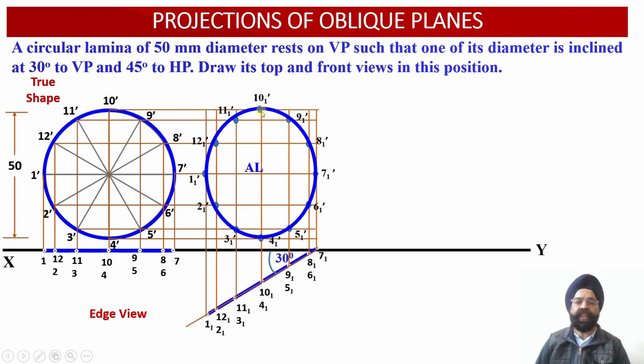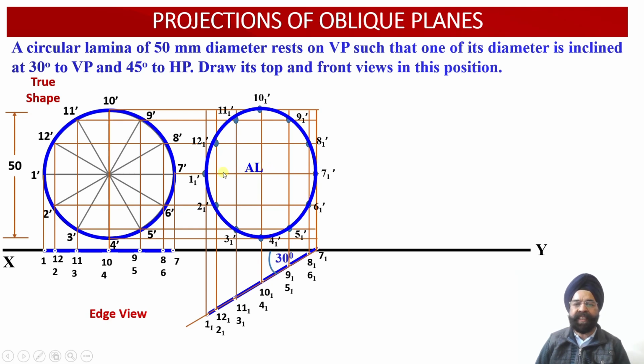Why? Because even when we have inclined this surface of the lamina with respect to the vertical plane at an angle of 30 degree, this diagonal, 4 1 dash and 10 1 dash, is still parallel to the vertical plane. That is why we have been able to obtain the true length of this particular diagonal. So the diagonal 4 1 dash 10 1 dash is the true length, whereas the diagonal 1 1 dash and 7 1 dash happens to be the apparent length.